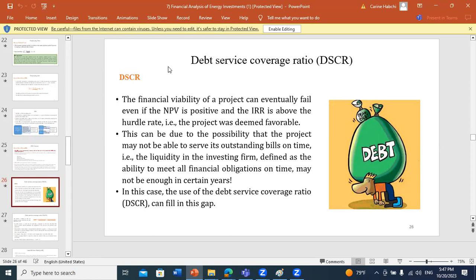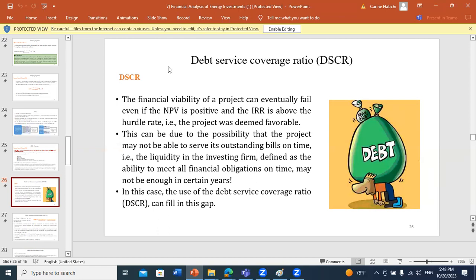So the financial viability of a project can eventually fail even if the NPV is positive and the IRR is above the hurdle rate. So even if you judge that the project is favorable in terms of NPV and IRR, you should pay attention that you are able to pay your debt on time. Okay, so this can be due to the possibility that the project may not be able to serve its outstanding bills on time. So the liquidity in the investment firm, defined as the ability to meet all financial obligations on time, may not be enough in certain years.